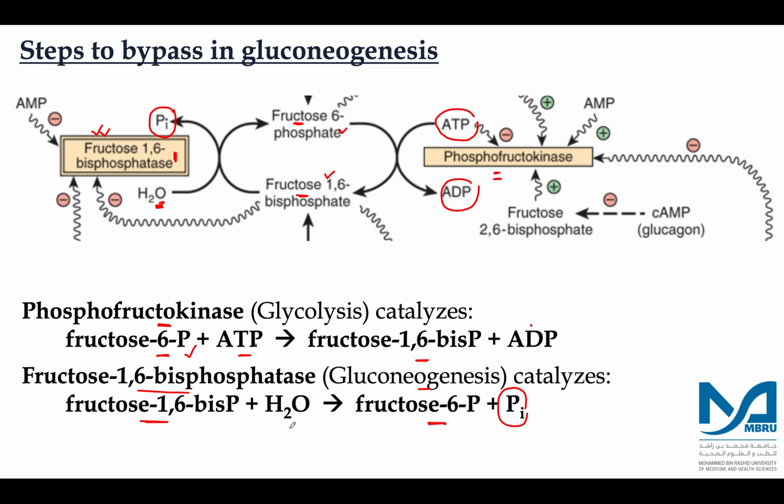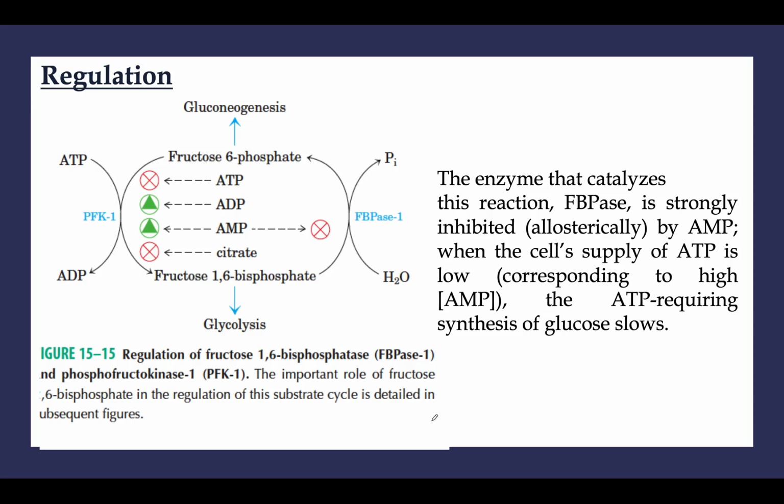The process involves hydrolysis, and that's the reason you require one molecule of water. Simple hydrolysis converts fructose 1,6-bisphosphate to fructose 6-phosphate. How is this particular enzyme, fructose 1,6-bisphosphatase, regulated? Now the take-home message here is fructose 1,6-bisphosphatase is regulated by the levels of adenosine monophosphate.